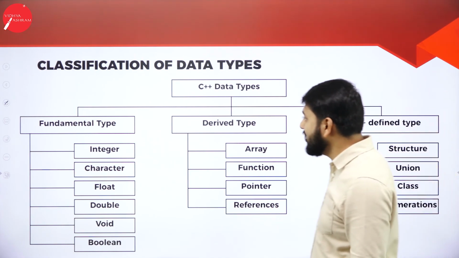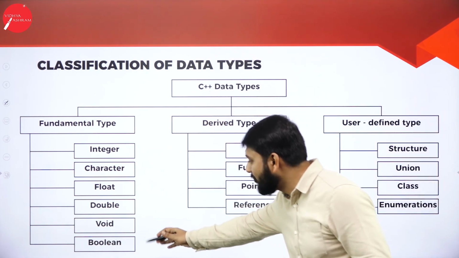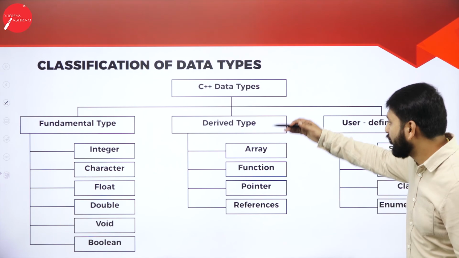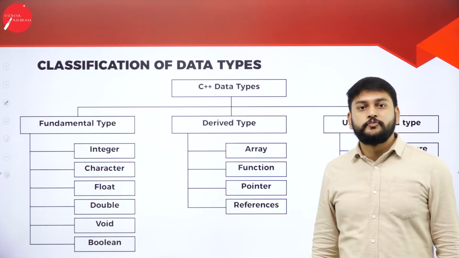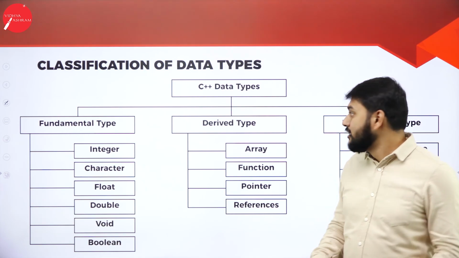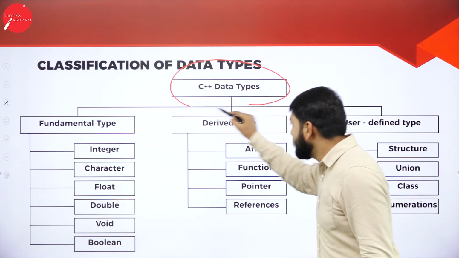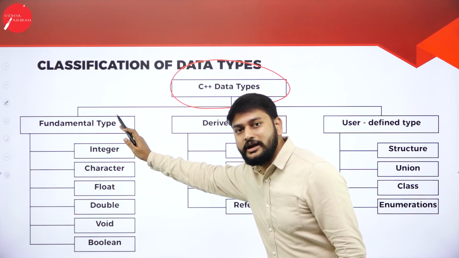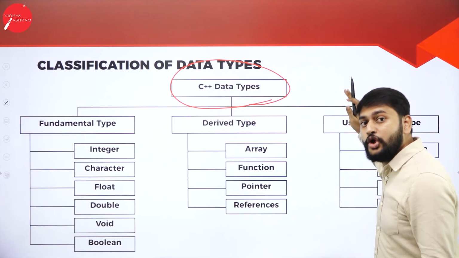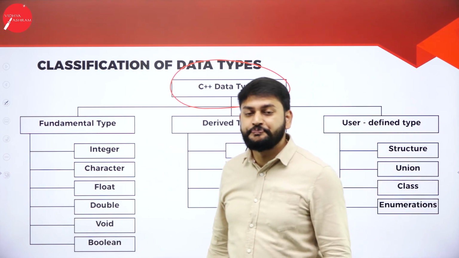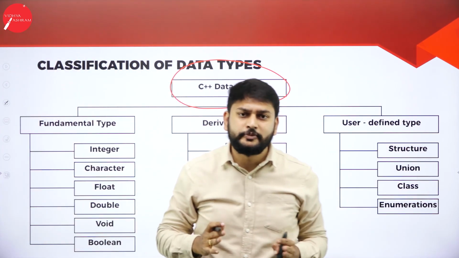So can you all tell me? This is what I will call a fundamental data type. This is what I will call a derived data type, and this is the user defined data type. So how many data types mainly? C++ data types are classified into fundamental data type, derived data type, and then come on, tell me, user defined data type. Let's start with the fundamental data type.